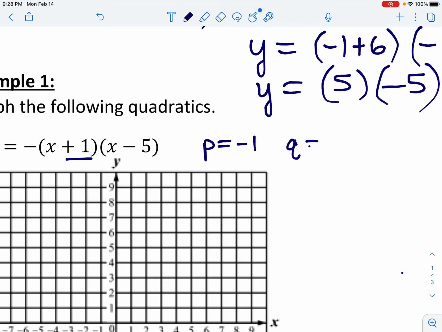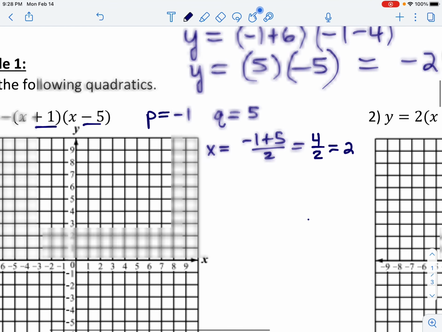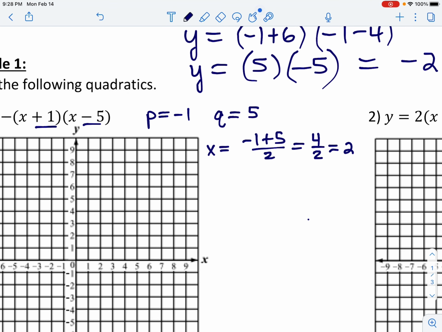Q equals, it's minus 5, so it's going to be positive 5. I need to find the axis of symmetry, so I'm going to do x equals, remember, it's p plus q divided by 2. So I have negative 1 plus 5 divided by 2. Negative 1 plus 5 is positive 4 divided by 2 is going to give me 2. So x equals 2.